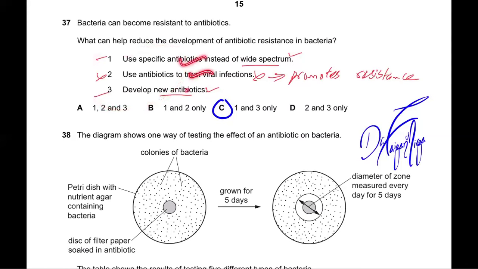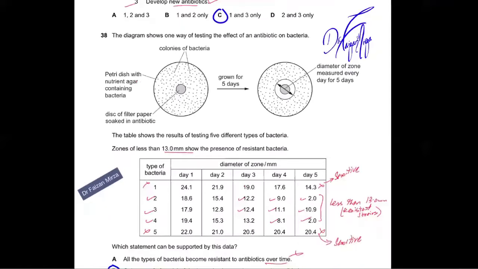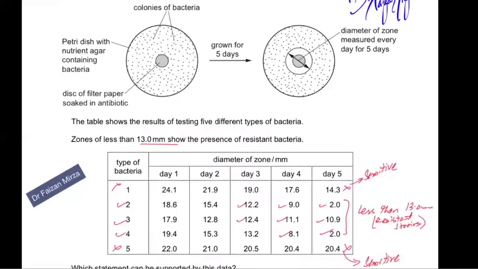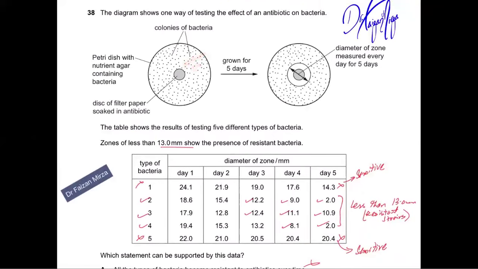So you have to go through every point very carefully. The diagrams show one way of testing the effect of antibiotic on bacteria. So this is colonies of bacteria in a Petri dish with nutrient agar. This is a filter paper, antibiotic soaked, which is placed for 5 days.